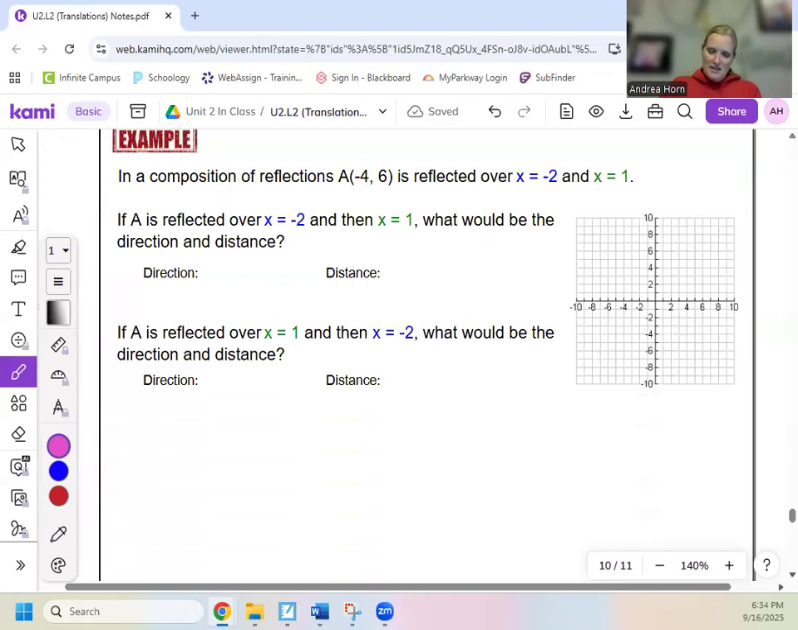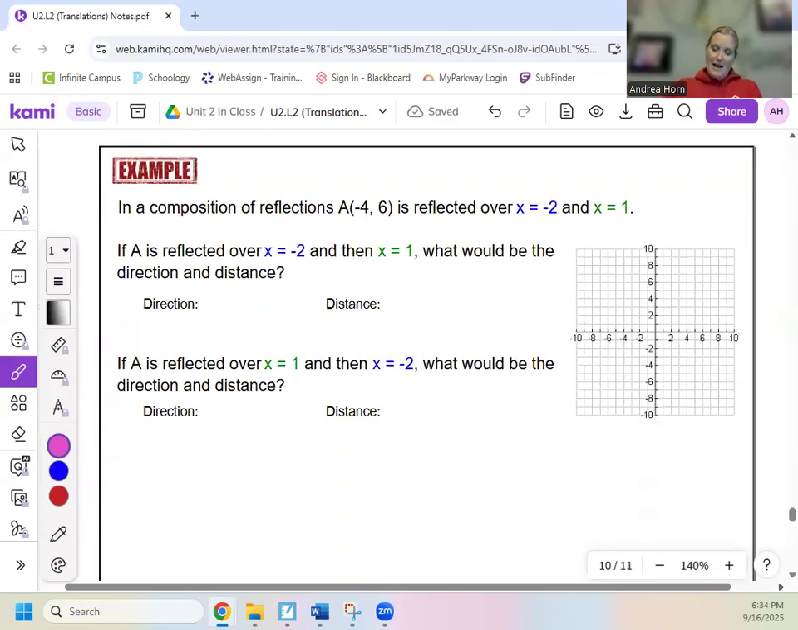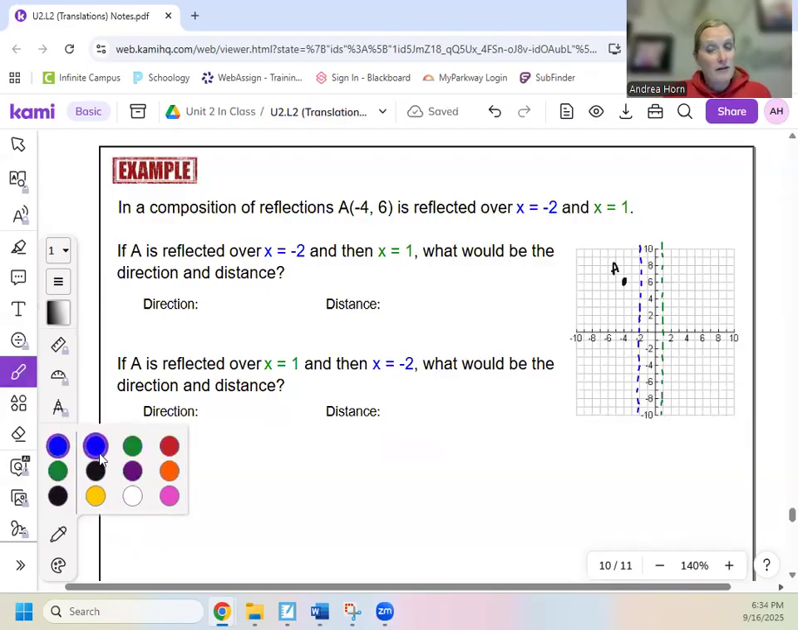It says in a composition, A at -4, 6 is reflected over X equals -2 and X equals 1. All right, so let's draw this so we can see it. A is -4, 6, so A is here. X equals -2 is going to be right here, and X equals 1 is going to be right here. The only thing we didn't talk about is that the order of reflection matters for which direction it's going to end up reflecting.